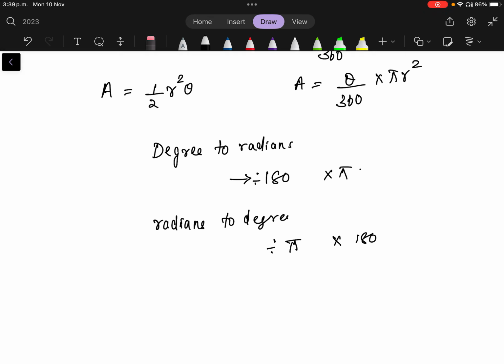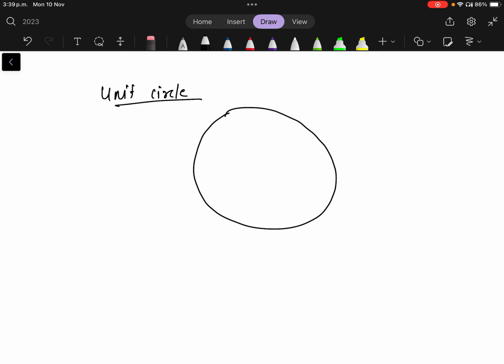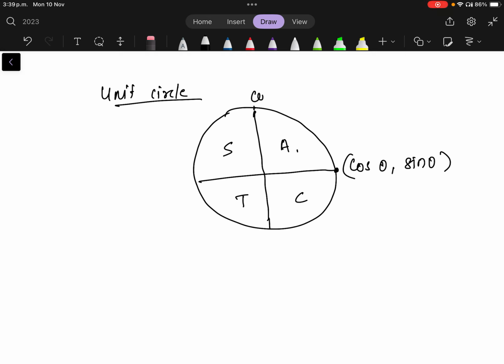And then the next thing you have to learn is about the unit circle. So what is the unit circle? It is a circle with radius of 1 unit, and from here you have to remember ASTC: in the first quadrant all are positive, in another cosine will be positive, tan will be positive, and sine will be positive. Also, a point on the circle is written as cos theta, sine theta. Here it is cos 0, sine 0, and this will be cos 90, sine 90, things like that.